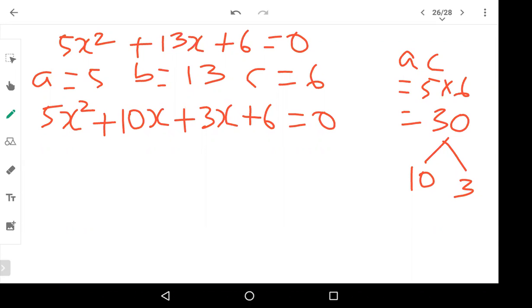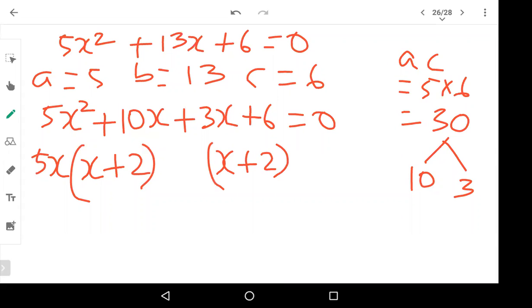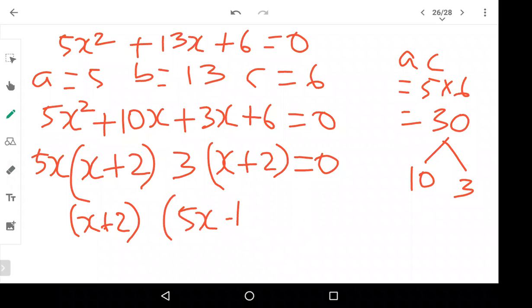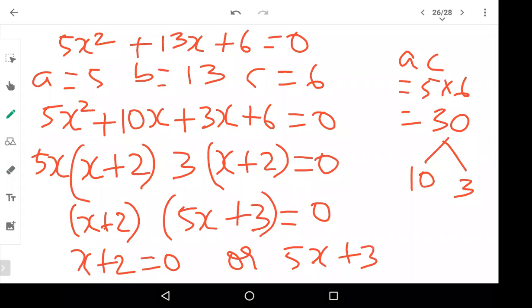So I can take 5x as common, and then I get x plus 2. Again here x plus 2. So if I take x plus 2 separately, I can take 3 as the remaining number. Not 3x, it is only 3. Because if I take 3x here, no, I will have 1 plus 2. Okay, that is not the right one. So I will only take 3 as common is equal to 0. Now x plus 2 is there. What is remaining? 5x plus 3 is equal to 0. So x plus 2 is equal to 0, or 5x plus 3 is equal to 0.